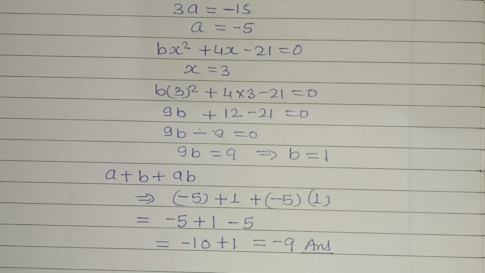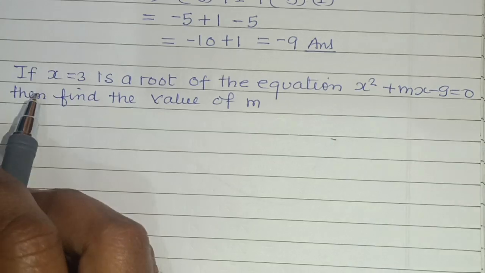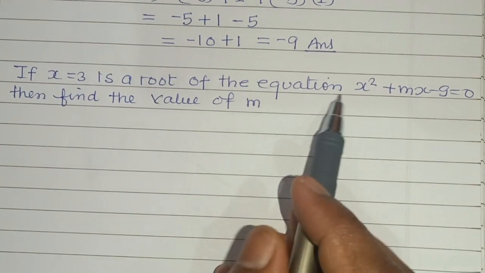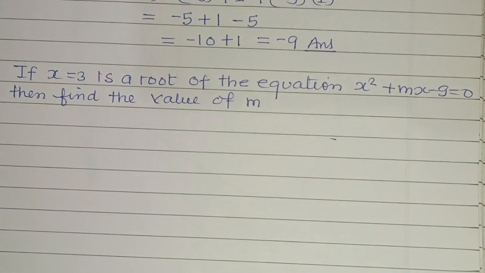Now we discuss the next question. Now students, I discuss the next question. He's saying that if x is equal to 3 is the root of the equation x squared plus mx minus 9 is equal to 0, then find the value of m.